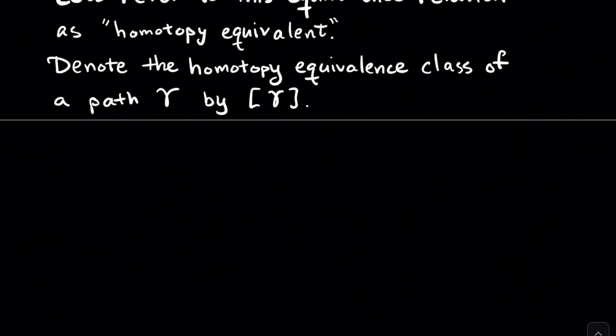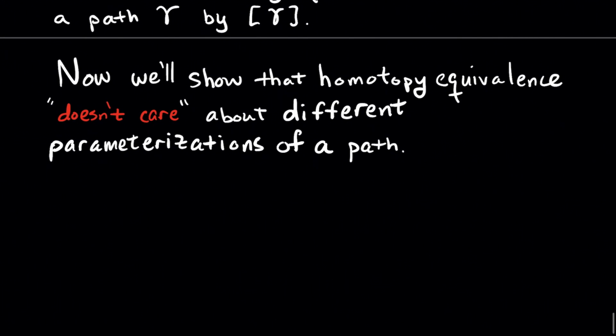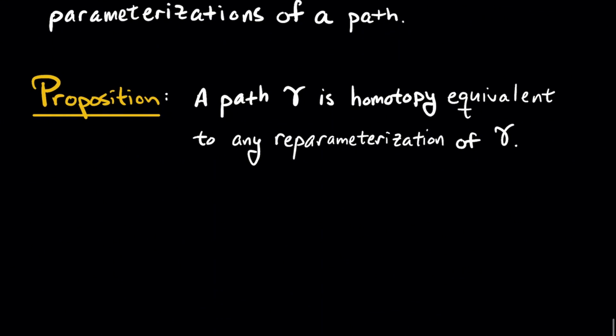Now let's refer to this equivalence relation as homotopy equivalent. Now denote the homotopy equivalence class of a path gamma just by putting brackets around it. That's typically what you did in a proofs class when you learned about equivalence classes. So what we're going to show now is that homotopy equivalence, as we've defined, these equivalence classes, they don't care about different parameterizations of a path. And so a proposition here, to make that a little bit more formal: if you've got a path gamma, then it's homotopy equivalent to any reparameterization of itself.